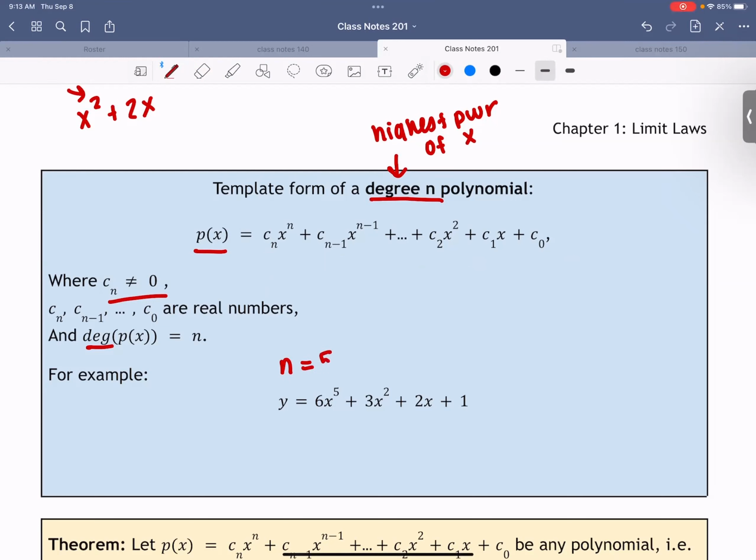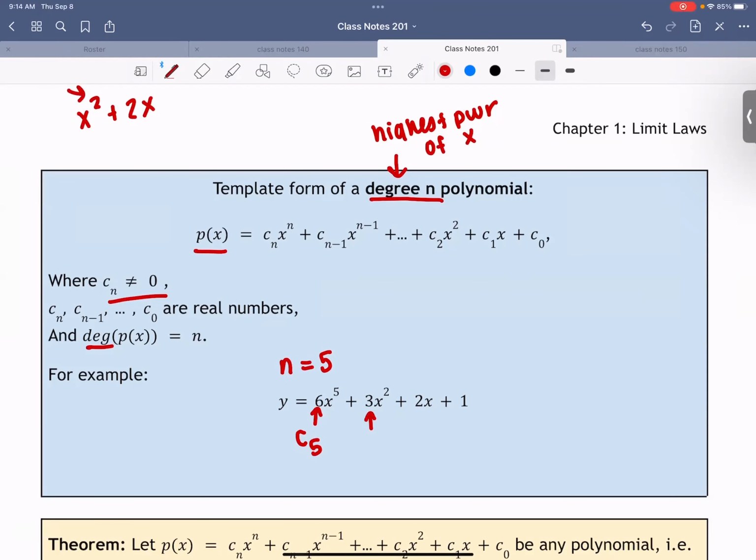Good. Okay, so I guess we have C5, C4, C3, C2, and so on. What is 6 in terms of C's? Not quite. It's C sub n, but what's n? Five, right? This is C5.